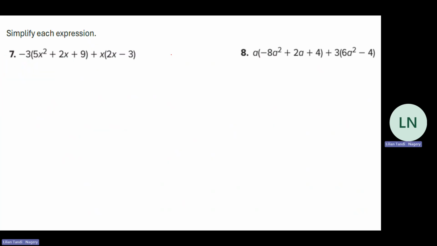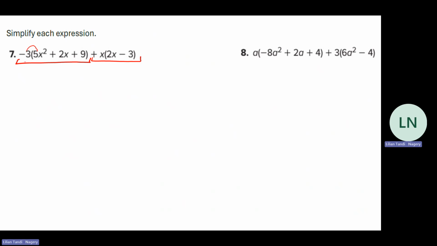Okay? Simplify each expression. So you will solve this part, then you will solve this part, then you will add them together. Okay? So take this with a sign, like that.